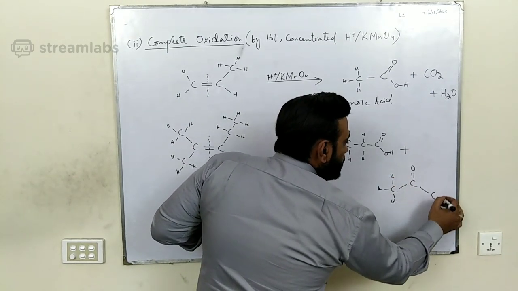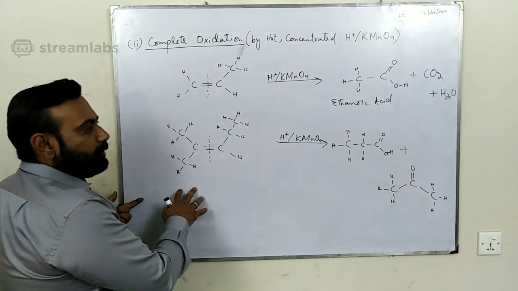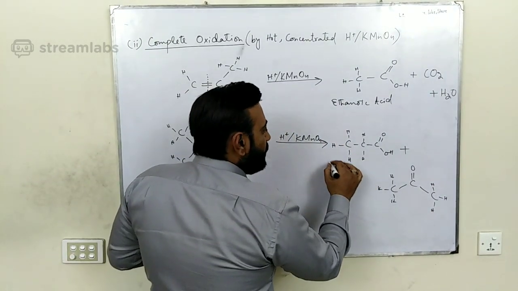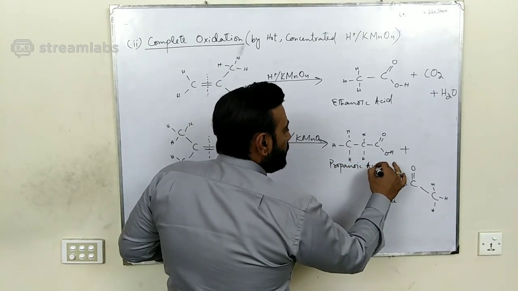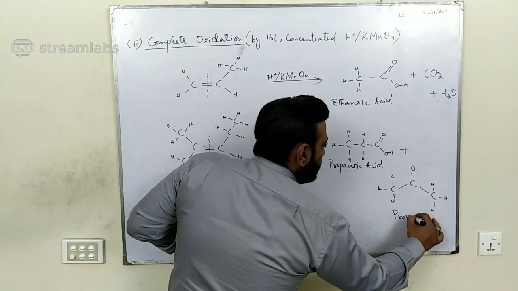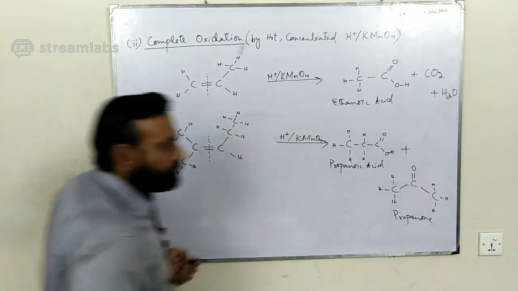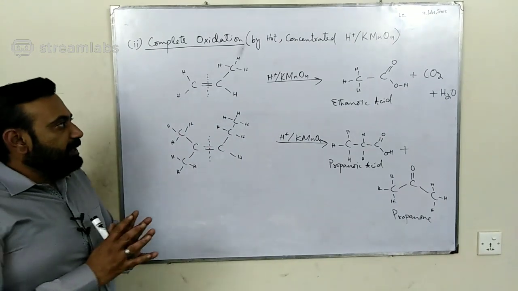So the products of complete oxidation of 2-methyl pent-2-ene would be these two. This is propanoic acid, and this here is propanone. I'm repeating it again.